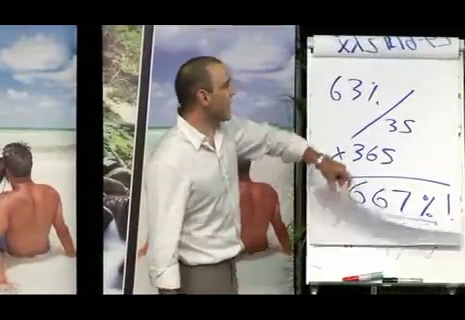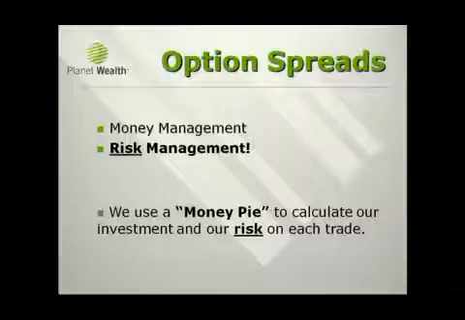So you need to manage your risk properly, and we do that with a little thing called a money pie, which basically works out exactly how we manage our trade sizes and how we manage our portfolio. Actually, guys, I might get you to switch back to up here so everyone on the sides can see what I'm doing. So what we call a money pie is basically this.